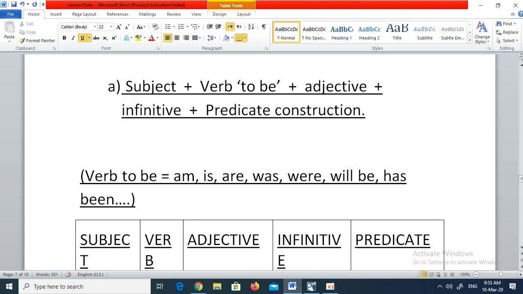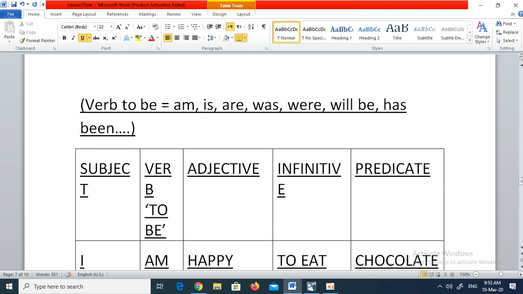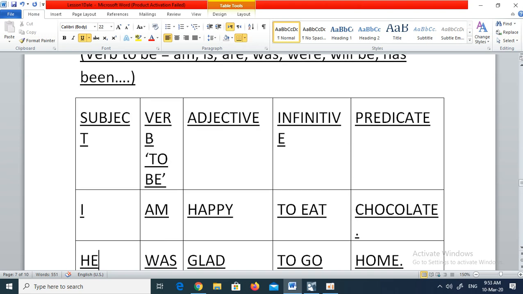Right. If we take a look at this construction, it starts with a subject. We then will take in the second box the verb to be. On the third box, we put in an adjective. In the fourth box, we have an infinitive. And in the fifth box, there is the predicate.